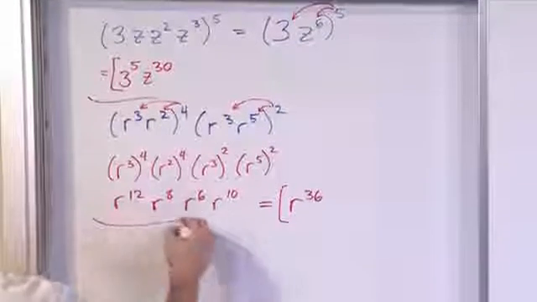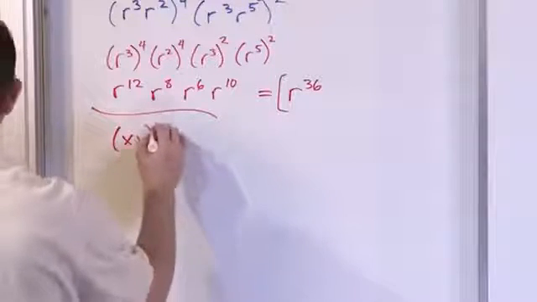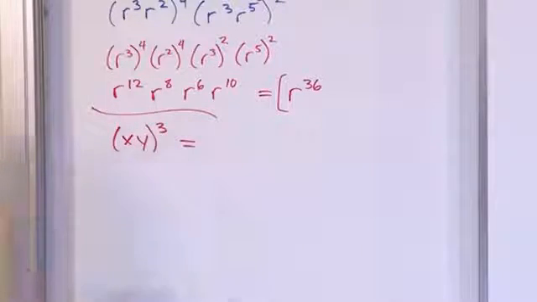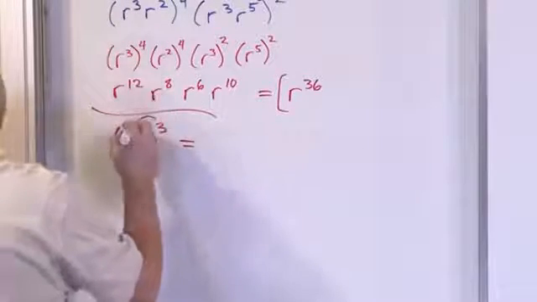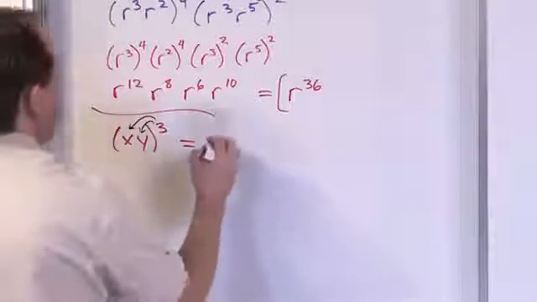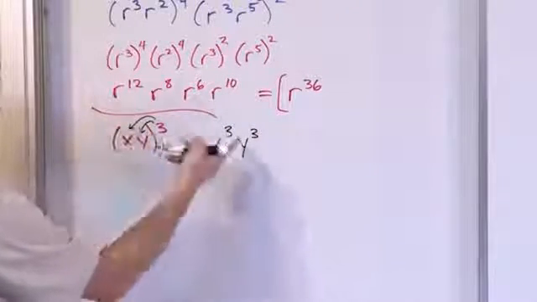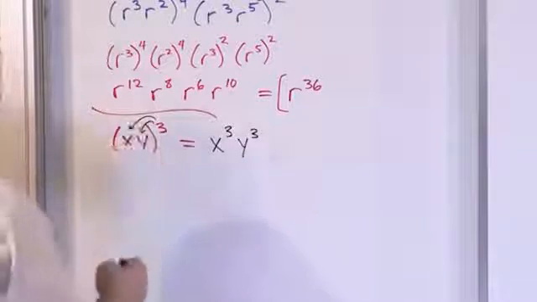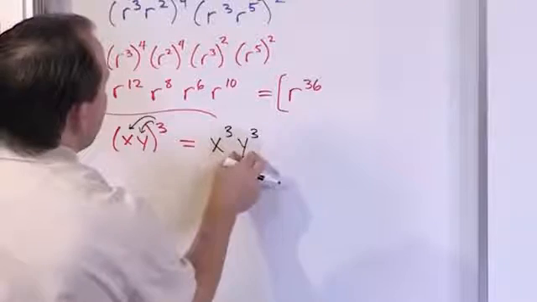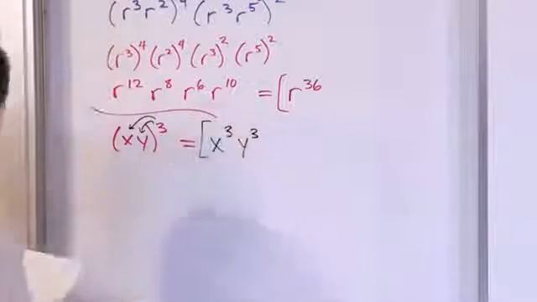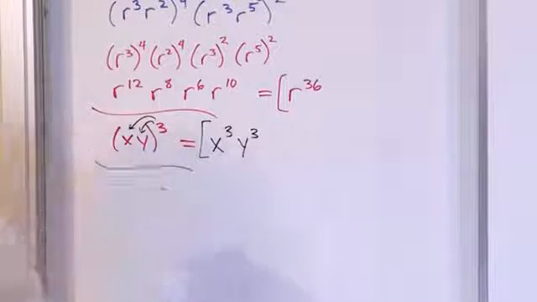Okay? So let's go on and do this guy. X times y raised to the 3rd power. How would you simplify this? Well, about the only thing you can do is apply this exponent in like this. So what you'll get is x to the 3rd power, y to the 3rd power. 3 times 1 is 3. 3 times 1 is 3. And you can't do anything else here. You can't combine these because I have an x here and a y here. I can't add these exponents because I've got different guys going on there. So I'm basically done.